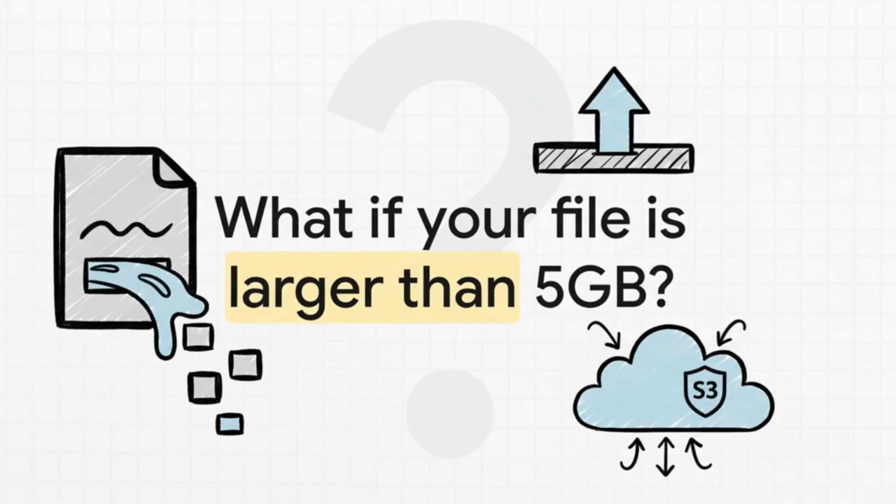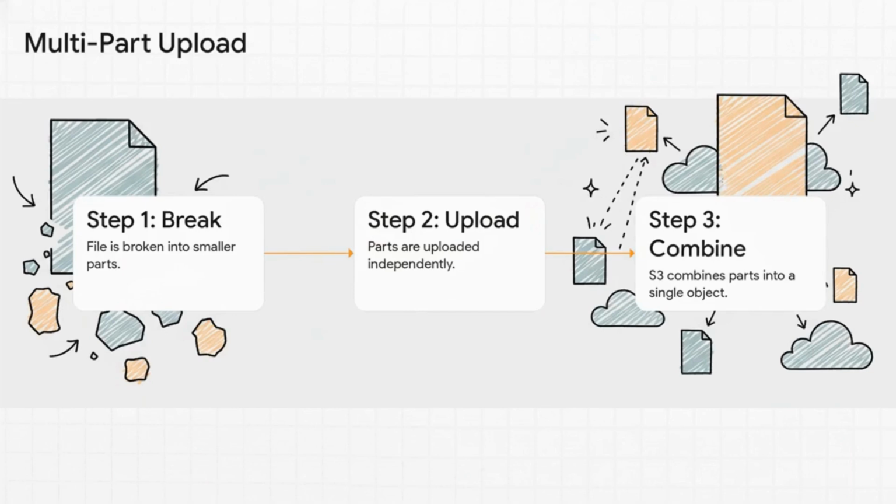But there's a little catch. You can store a 5 terabyte file, sure, but you can't just upload it in one single shot. The limit for one upload operation is 5 gigabytes. So that begs the question, right? What happens when your file is bigger than 5 gigs? The answer is this really clever process called a multi-part upload, and you can see how it works right here.